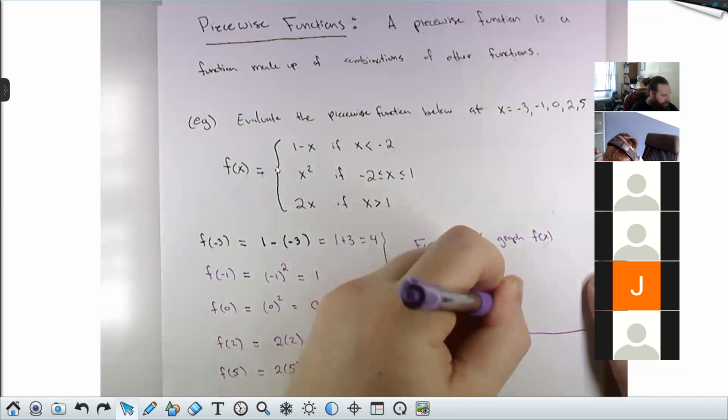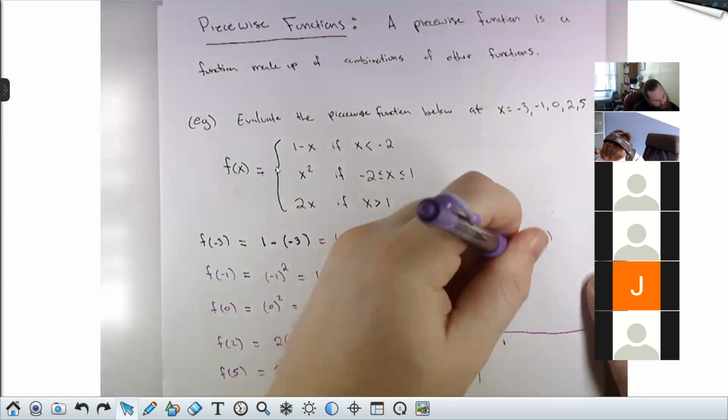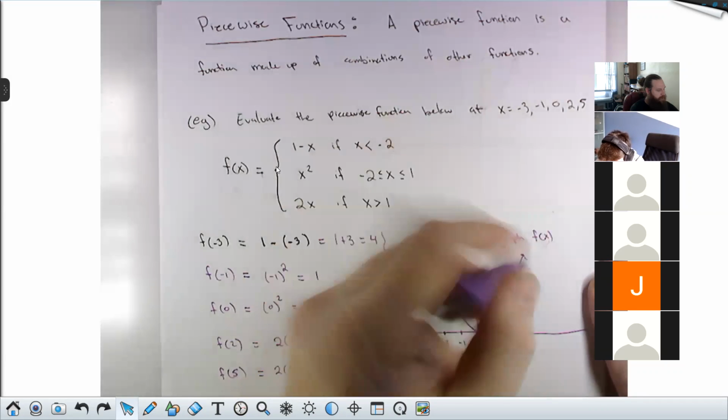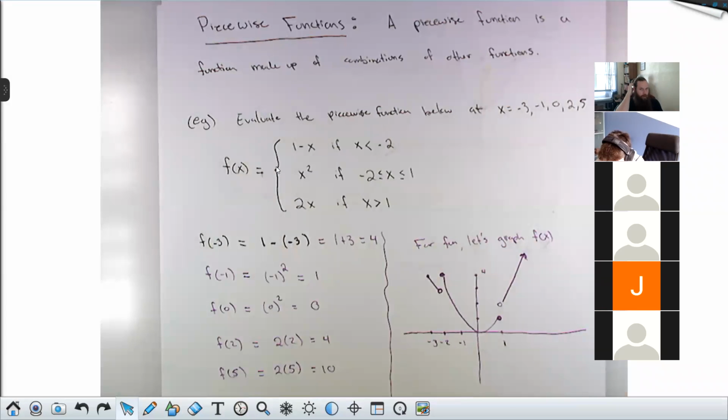Wait, so it's 3 different graphs in one? Exactly. Yeah, that's kind of how piecewise functions work. And we will spend some time talking about graphing piecewise functions when we get to the section on graphing. But basically, you take these 3 graphs and you kind of chop them up and then glue them together. It's pretty cool stuff.